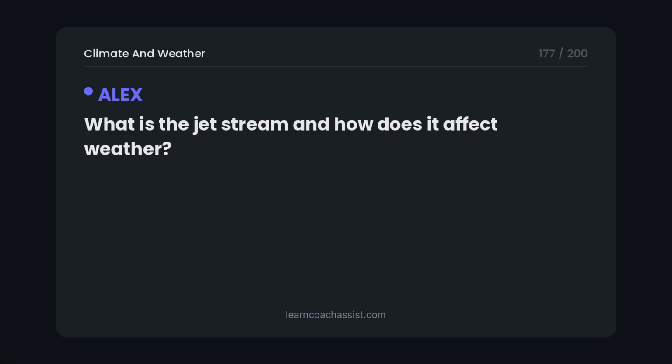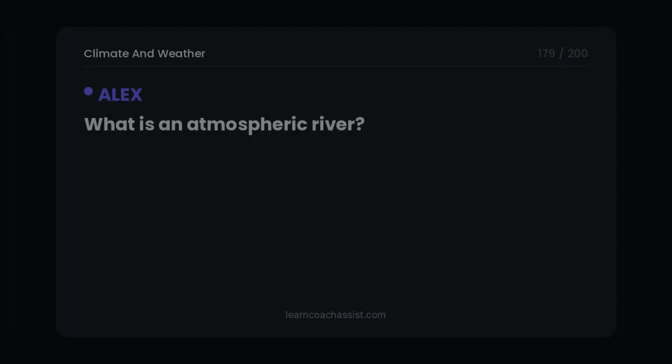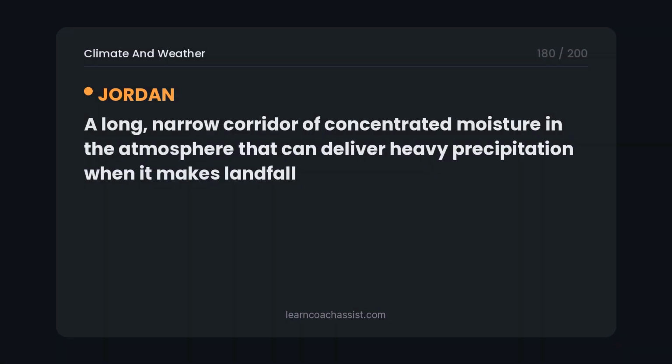What is the jet stream and how does it affect weather? A narrow band of fast-moving air in the upper troposphere that steers weather systems. Changes in its path can bring unusual cold or warm spells. What is an atmospheric river? A long, narrow corridor of concentrated moisture in the atmosphere that can deliver heavy precipitation when it makes landfall.